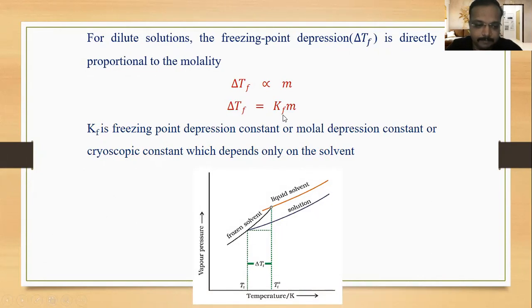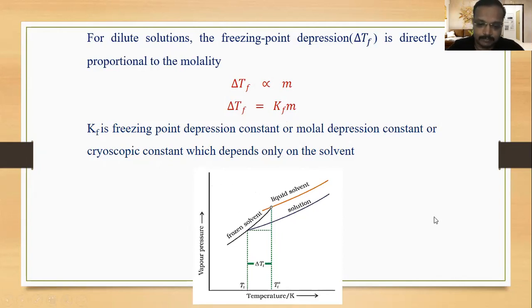Like last class we discussed the KB value. What was KB? Remember? KB is RT square divided by 1000 into M. KB value, we learned it as the ebullioscopic constant. Very good.